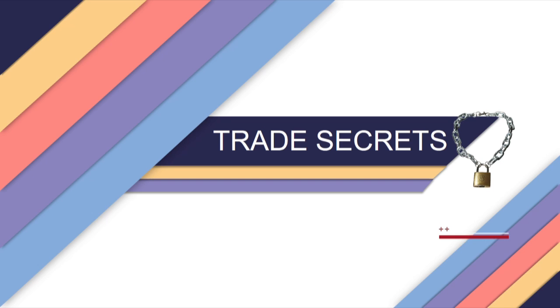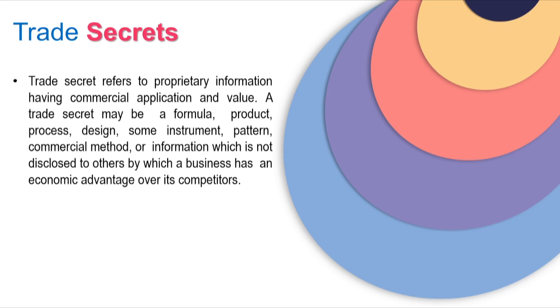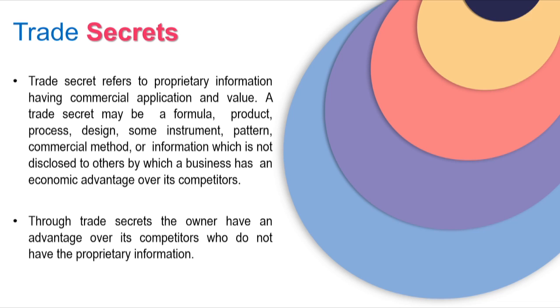The next one is trade secrets. Trade secret refers to proprietary information having commercial application and value. A trade secret can be a formula, a product, process, design, some instrument, some pattern, commercial method or information which is not disclosed to others, by which a business has an economic advantage over its competitors. Through trade secrets, the owners have an advantage over its competitors who do not have the proprietary information. That means the owner himself uses the IPs and he himself commercializes that particular product.